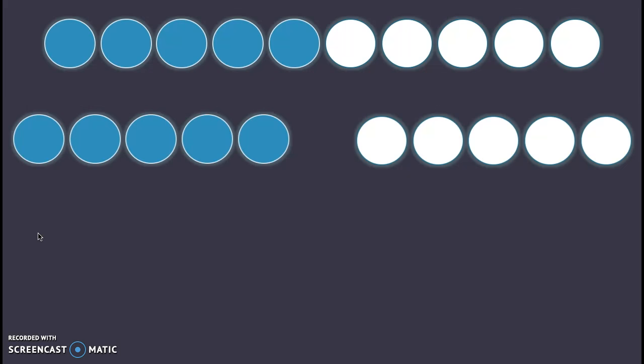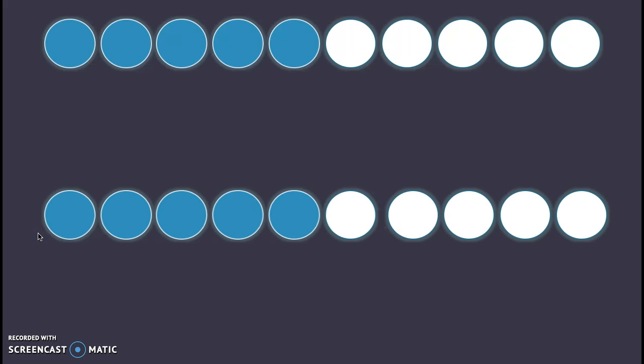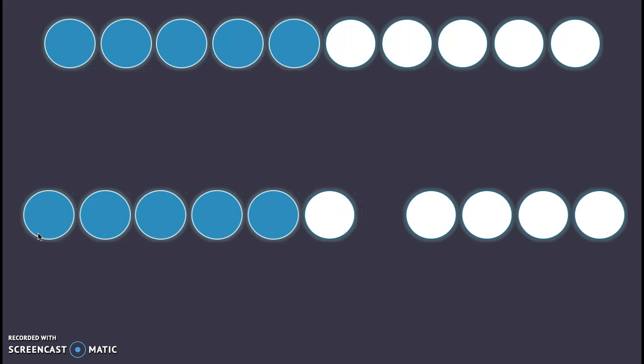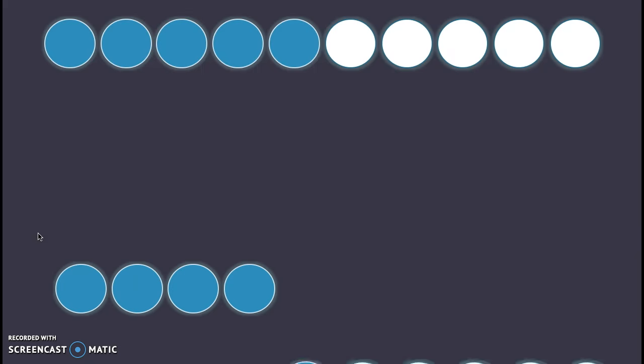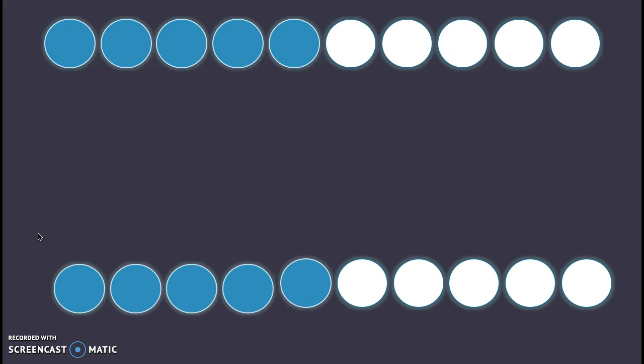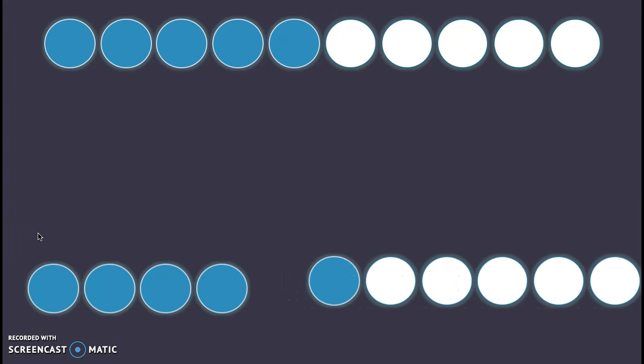I could also break 10 apart a different way. For example, I could say 6 plus 4 equals 10. So 6 could be a part, and 4 could be a part. What if I felt really wild and I started with 4? 4 plus 6 equals 10, so 4 could be a part, and 6 could be a part. I can break 10s apart in different ways as long as I still have 10 in the very end.